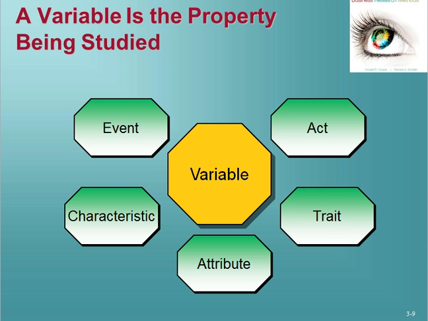In practice, the term variable is used as a synonym for the property being studied. In this context, a variable is a symbol of an event, act, characteristic, trait, or attribute that can be measured and to which we assign categorical values. The different types of variables are presented on the following slides.